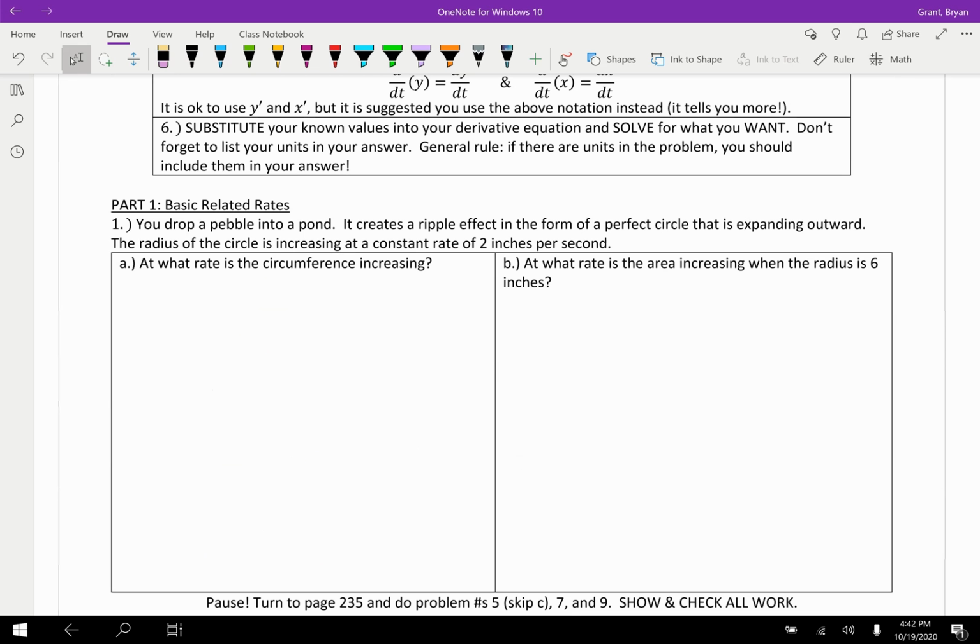We're going to assume that this is a perfect world. Pretty much all math assumes a perfect world, and you can add extra variables in if you get to the physics or real world side of things. So, it creates a ripple effect in the form of a perfect circle that is expanding outward. The radius of the circle is increasing at a constant rate of 2 inches per second. Part A. At what rate is the circumference increasing? The circumference, of course, of the circle of your ripple.